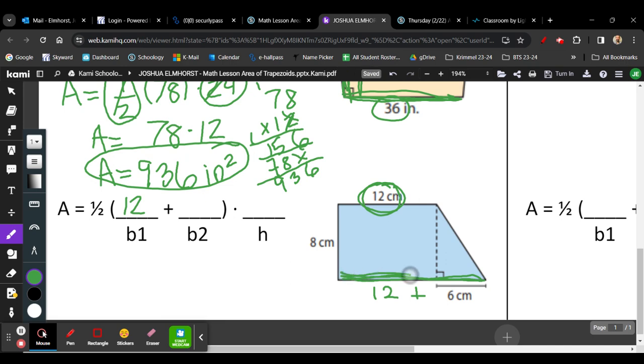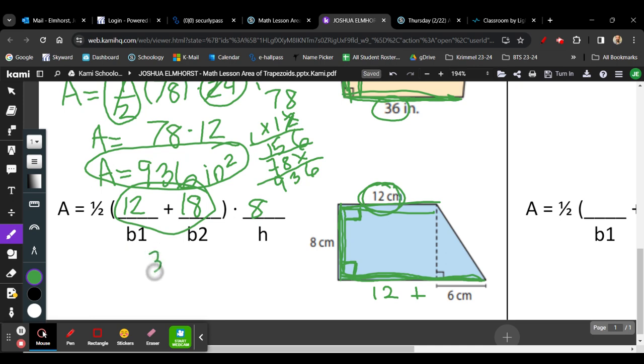12. What's the long base length? 18. 12 and 6 together is going to be 18. Now the parallel sides need to be perpendicular to the height. What's the height? Use the formula, fill in the information, and now we just go through our order of operations.